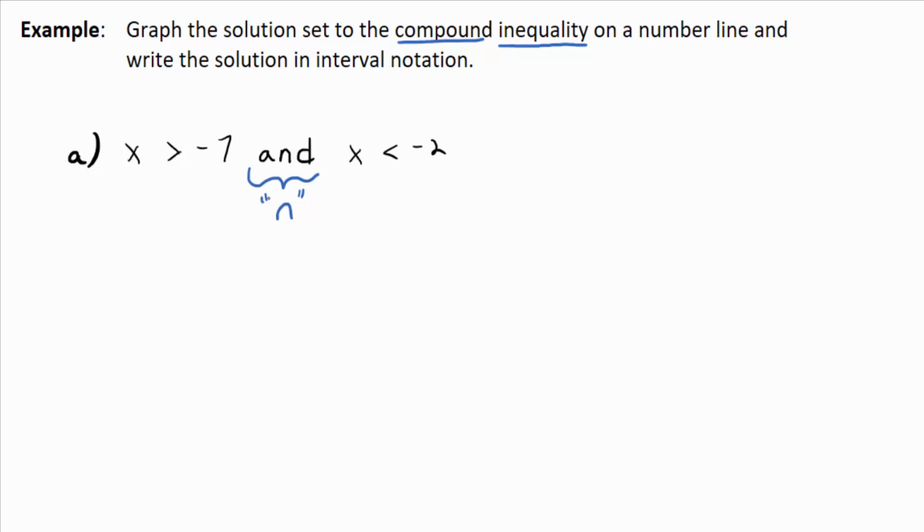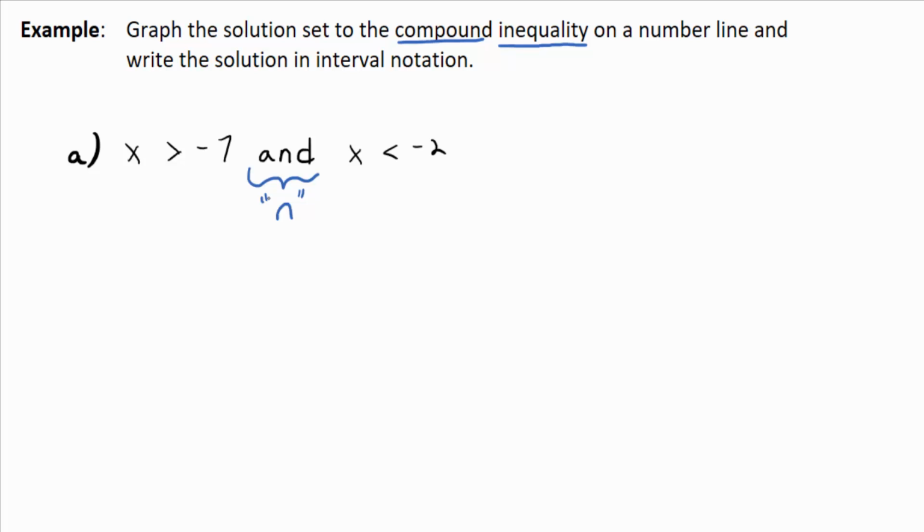So when you see this compound inequality, these two inequalities together, x is greater than -7 and x is less than -2, it's kind of like a set of instructions. You have to find the set where both of these are true at the same time. So in other words, you have to find the overlap. If you think of it in terms of a graph, where does the graph of x is greater than -7 overlap with the graph of x is less than -2? You have to take all the numbers that these inequalities have in common.